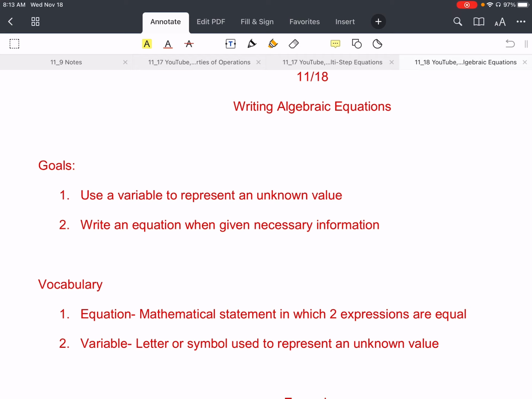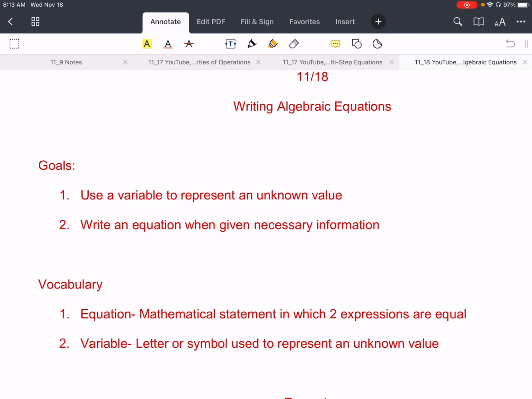Some important vocabulary, an equation. So that's something we use all the time, but we don't think about what it is. So an equation is a mathematical statement in which two expressions are equal. So there's an equal sign in the middle, and the expression on the left and the expression on the right are equal. That's why there's an equal sign.